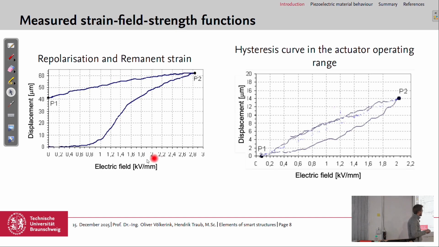And here again, a measured hysteresis curve, electrical field up to 2 kilovolts per millimeter, and we can see here the path going up. If we increase the field, we are at 0.2, about 14 millimeter displacement, and then if we remove the field, we come back to 0.1.